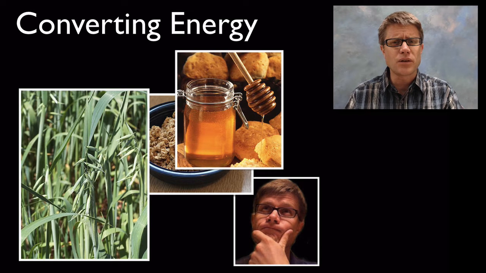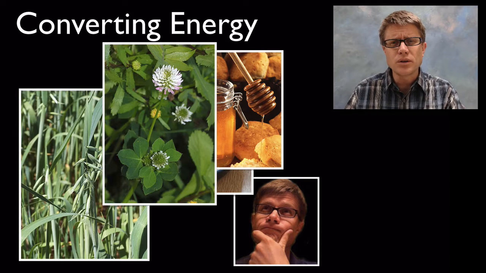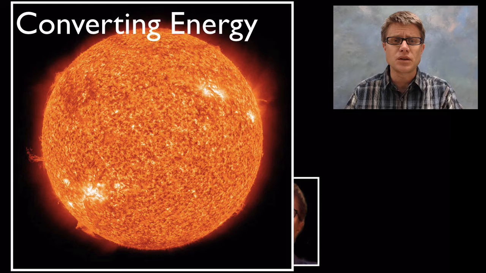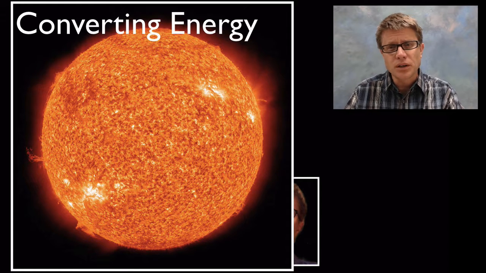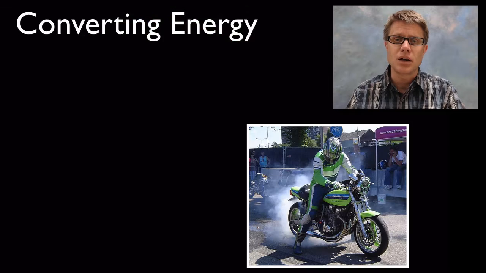Where's the energy coming from there? Well, the oats are getting their energy through photosynthesis. What about the honey? Well, honey comes from bees, which come from clover, which is another plant. And so where's the real energy coming from? It's coming from the sun through this process of photosynthesis. And so I'm just simply converting the energy, and when I'm done with it, a lot of it's eventually going to end up as heat.